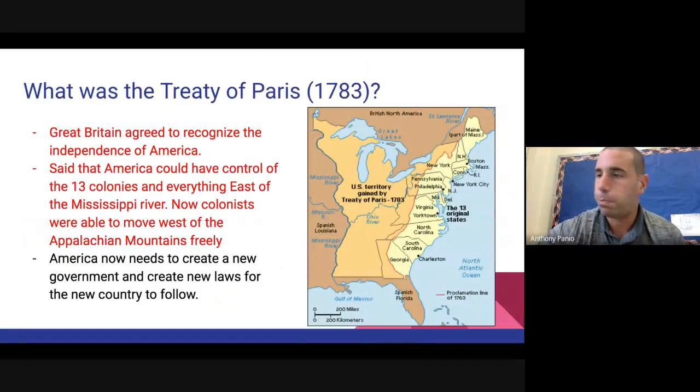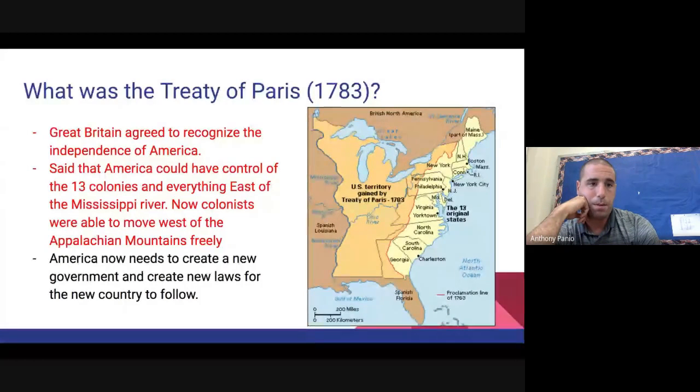All right, just the 2 bullet points in red, and then you guys should be all set. I'll give you a second to get yourself together. All right. The basics of the Treaty of Paris are these 2 things.